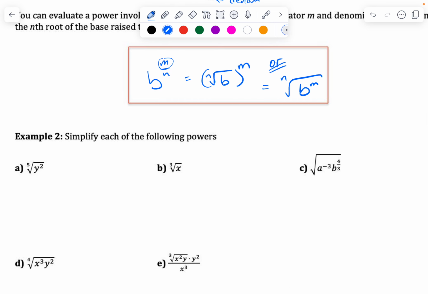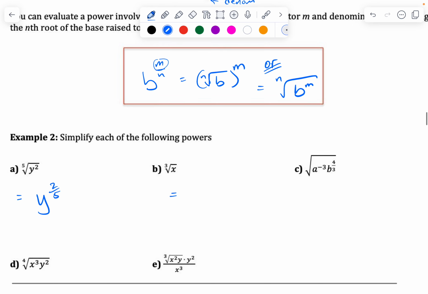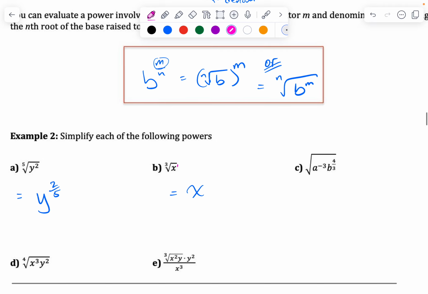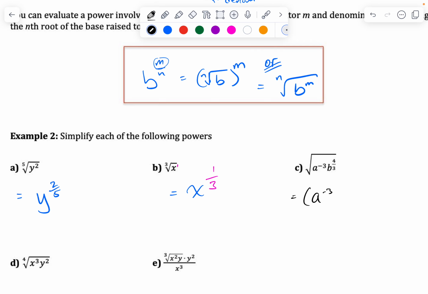So let's simplify this. Well, this is y to the numerator is 2, denominator is 5. This is x to the exponent on x is just a little 1 that we don't write, but it's 1 over 3. All right? This would be a to the negative 3, b to the 4 over 3, and then all of that we did the square root, which means to the power of a half. So now we have to start using our exponent laws.